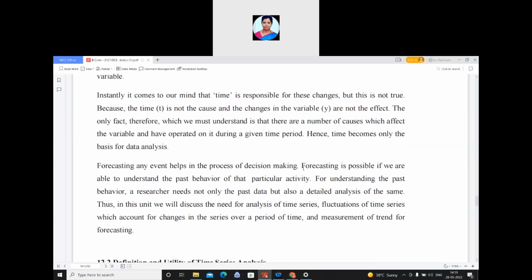So it is clear from the above definitions that the time series consists of data arranged in chronological order. Thus, if we record the data relating to population, per capita income, prices, production, etc., for the last 5, 10, 15 or 20 years, or some other time period, the series so emerging would be called the time series. So this is the basic definition we have.